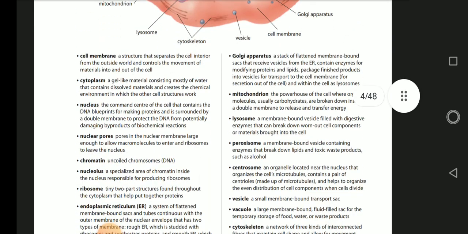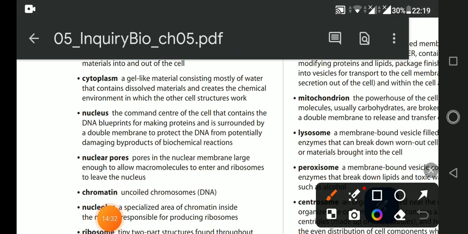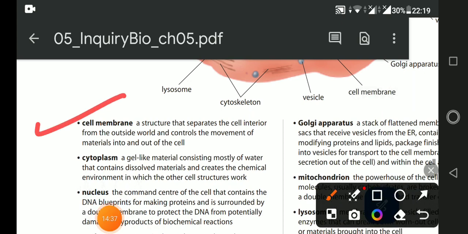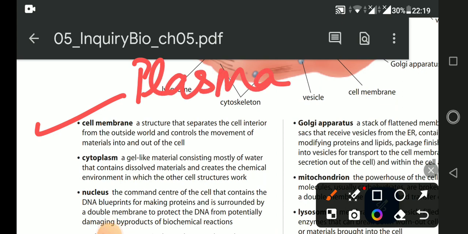Now let's discuss the function of these cell parts one by one. First we have cell membrane, or you also call it as plasma membrane. Now it is universal, which means it is found in each and every type of cell. And the main function of plasma membrane is to separate the internal contents of the cell from external surrounding medium, and it will also help in the movement of substances in and out of the cell.